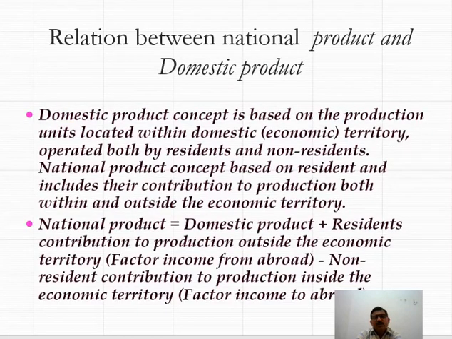Now the relation between domestic product and national product. National product and domestic product are two different terms. The domestic product concept is based on the production units located within the domestic territory, operated by both residents and non-residents, whereas the national product concept is based on residents and includes their contribution to production both within and outside of the country.